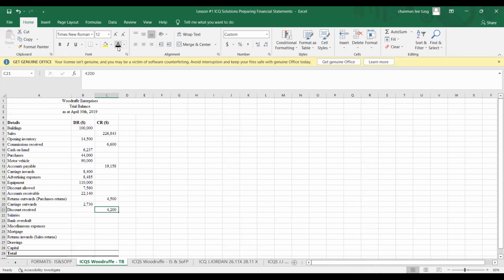We have salaries. Salaries is a debit item. It is an expense because we have to pay our workers, right? So we debit salaries. What about bank overdraft? It is a liability account. Good. It is a current liability, yes. And as a result, it will have a credit balance.